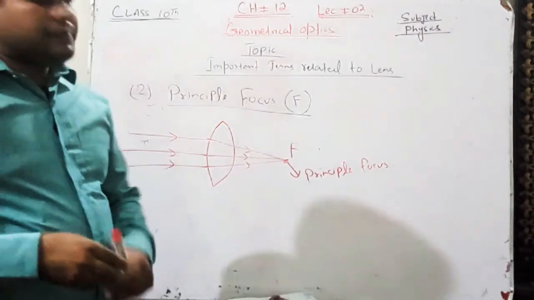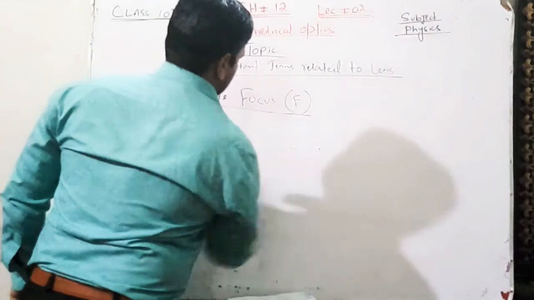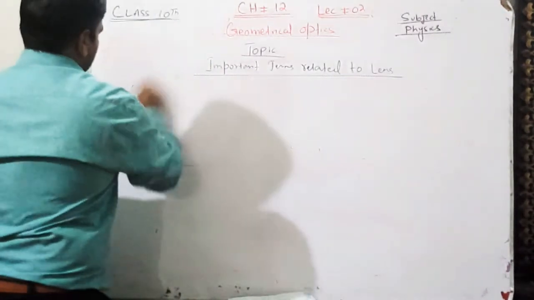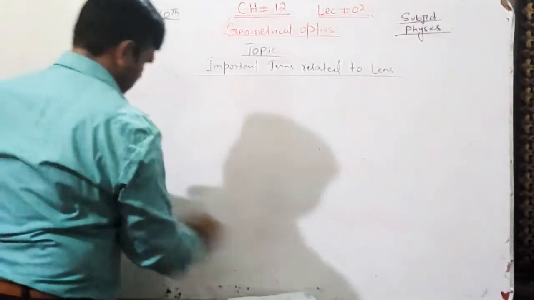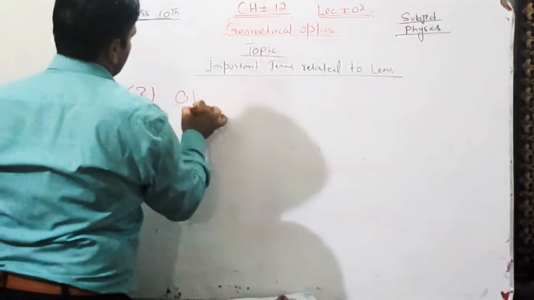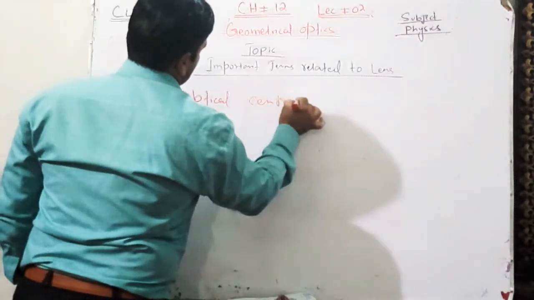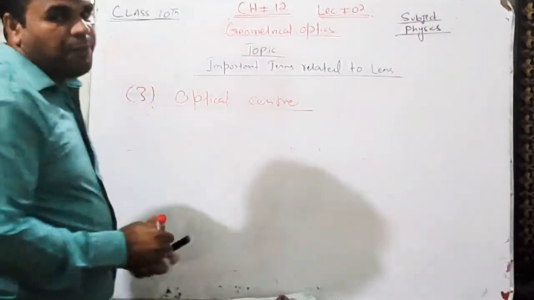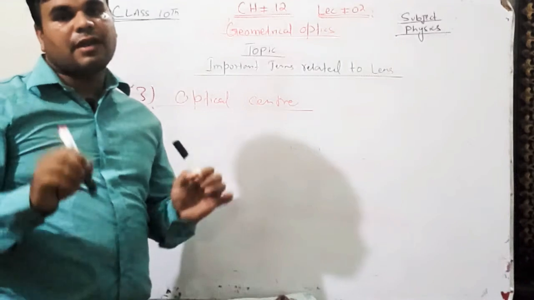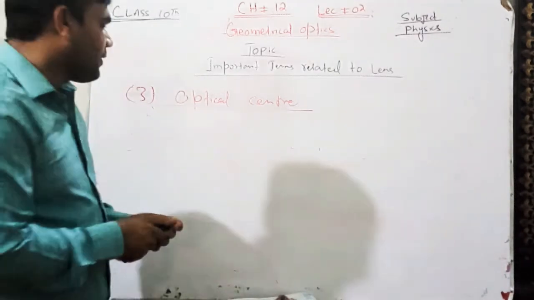Our third one is optical center. What is optical center? The center of a lens. Simply, the center of a lens is called optical center and it is denoted by capital C.